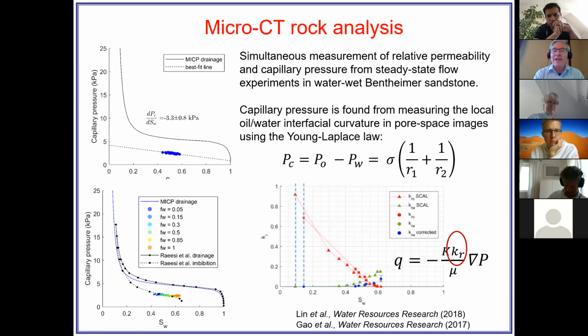The other beautiful thing is, if we've got these images of the fluids in the pore space, we can also look at the interface between them, and we can measure the curvature of the interface. And from the Young-Laplace equation, we can then measure the capillary pressure. So that's what we've done here. These are our image-based measurements. This is drainage and imbibition measured, again, on a larger sample, independently by another group.